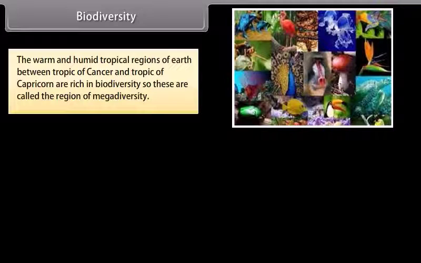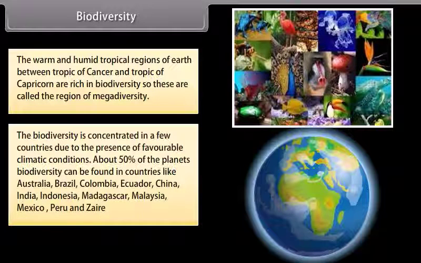The warm and humid tropical regions of Earth between the Tropic of Cancer and Tropic of Capricorn are rich in biodiversity, so these are called the regions of megadiversity. The biodiversity is concentrated in a few countries due to the presence of favorable climatic conditions. About 50% of the planet's biodiversity can be found in countries like Australia, Brazil, Colombia, Ecuador, China, India, Indonesia, Madagascar, Malaysia, Mexico, Peru, and Zaire.